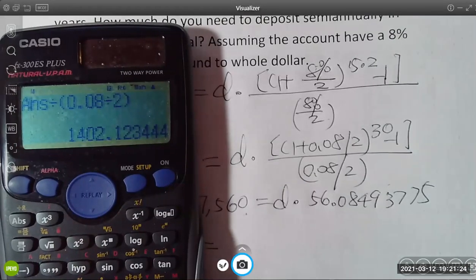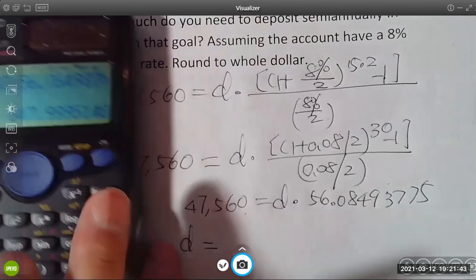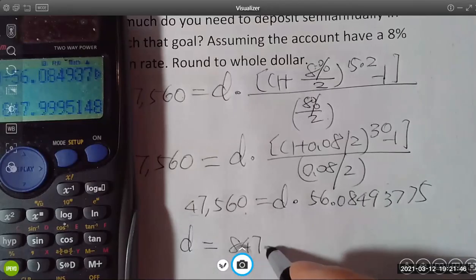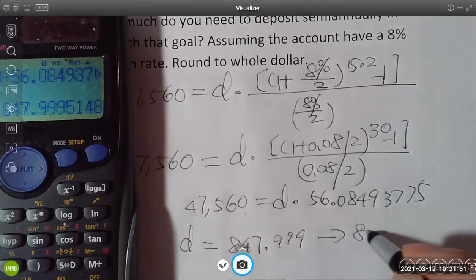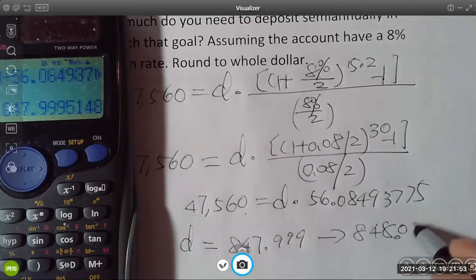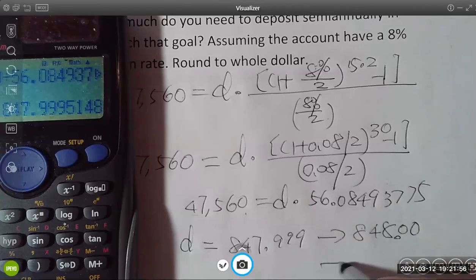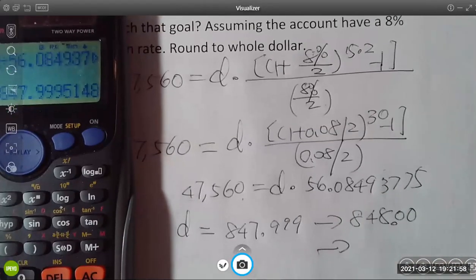So 47,560 divided by 56.08493775 is 847.999999. So we round it to 848.00. By the way, they require us to round it to the whole dollar, so don't bother about this.